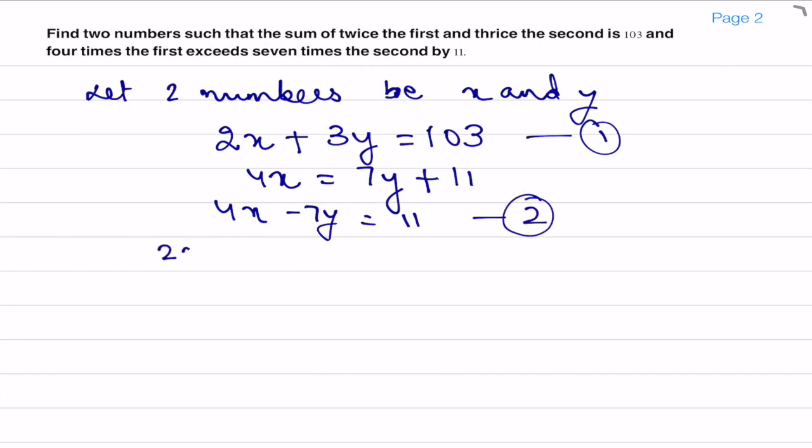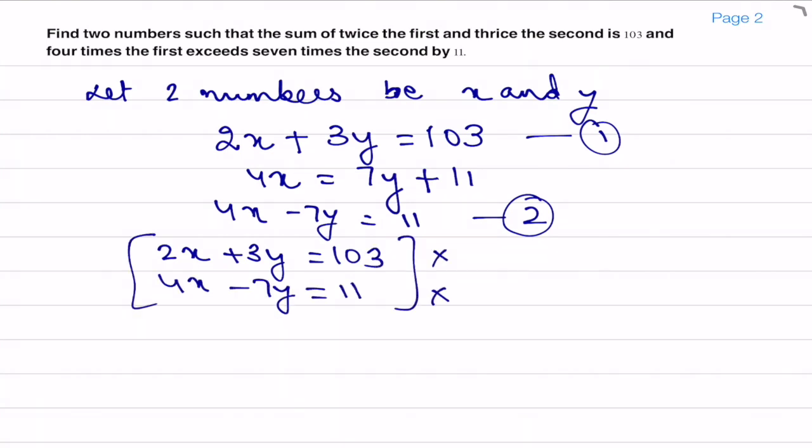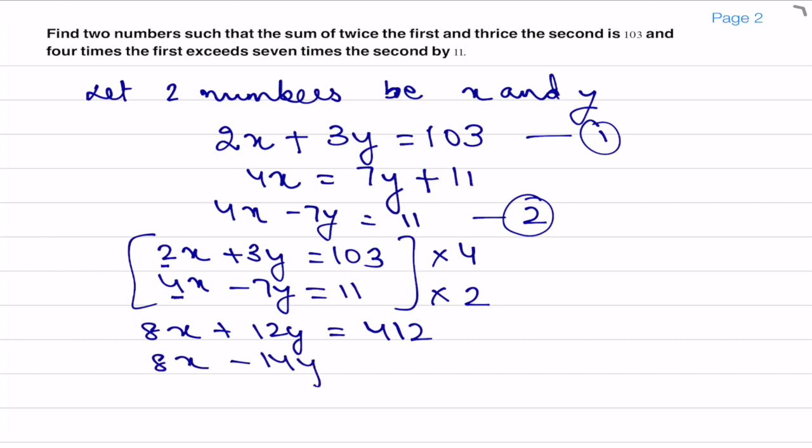Now we will solve both the equations simultaneously by any method. Again, the method is the same. Either multiply the first equation with 2 or interchange the coefficients. I told you both are correct. So the first equation I am multiplying with 4 and the second by 2. So again 8x plus 12y is equal to 412, and 8x minus 14y is equal to 22. Subtract, as signs are the same.